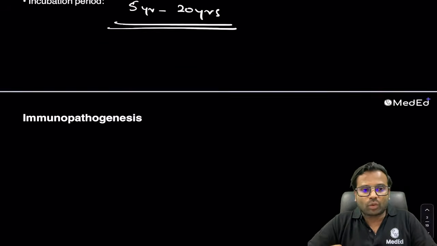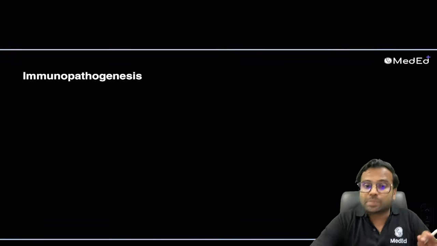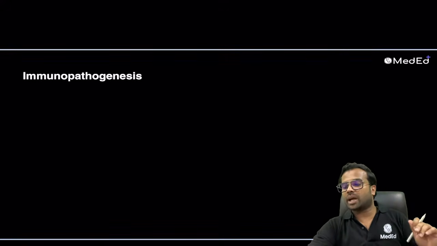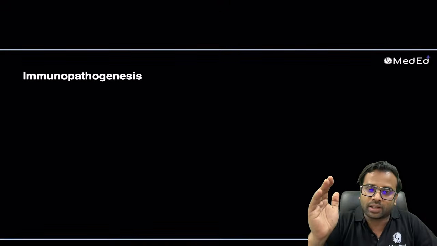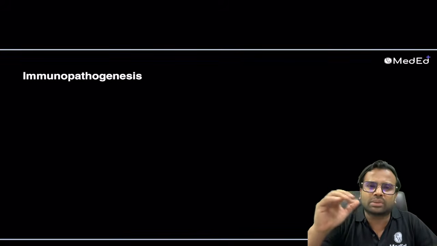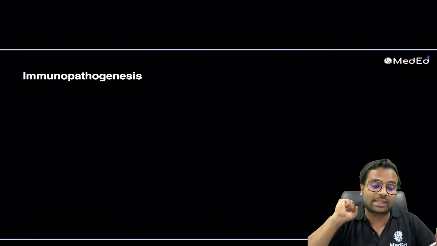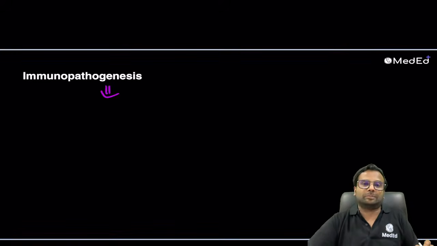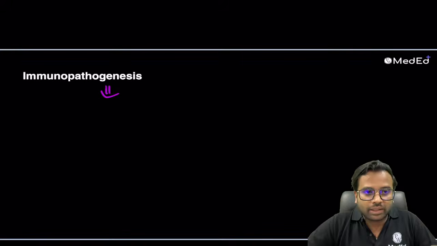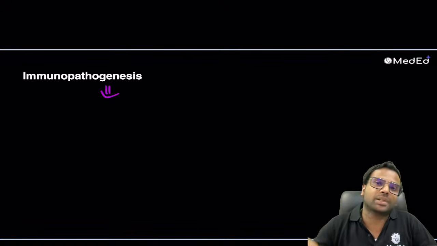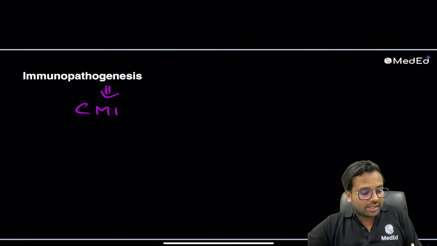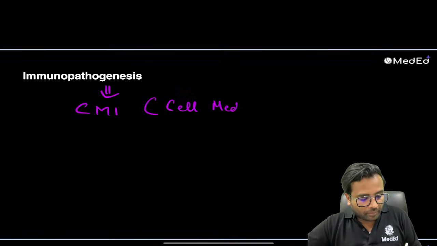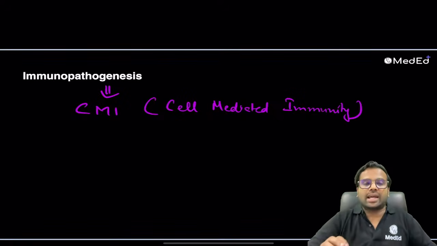Now let's see what happens in the immunopathogenesis, especially in this context. What are we discussing today? We are discussing how we will classify leprosy, and is this classification something related to the immunopathogenesis? Yes. The most important factor that you should remember regarding the immunopathogenesis in leprosy, especially for the classification, is the CMI. What is CMI? It is the cell mediated immunity.